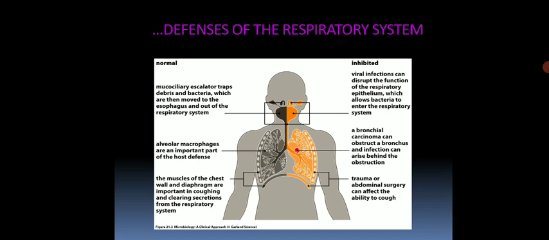Okay, so here you can see various defenses of this particular respiratory system. The mucociliary escalator traps debris and bacteria, which are then moved to the esophagus, out of the respiratory system. Alveolar macrophages are an important part of the host defense. By the process of phagocytosis, they engulf pathogens. Viral infections can disrupt the function of the respiratory epithelium, which allows bacteria to enter the respiratory system. Then bronchial carcinoma can obstruct the bronchus, and infection can arise because of obstruction. So these are different areas of respiratory infections, and their respective defense mechanisms are mentioned in this particular figure.